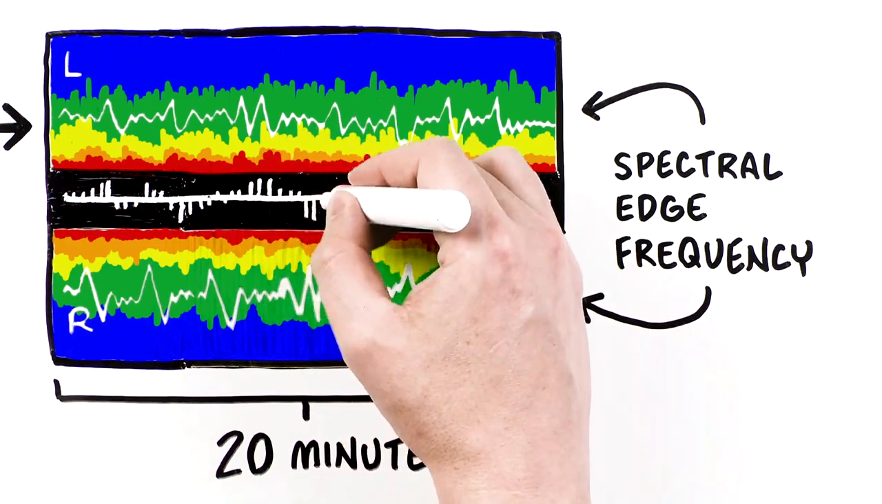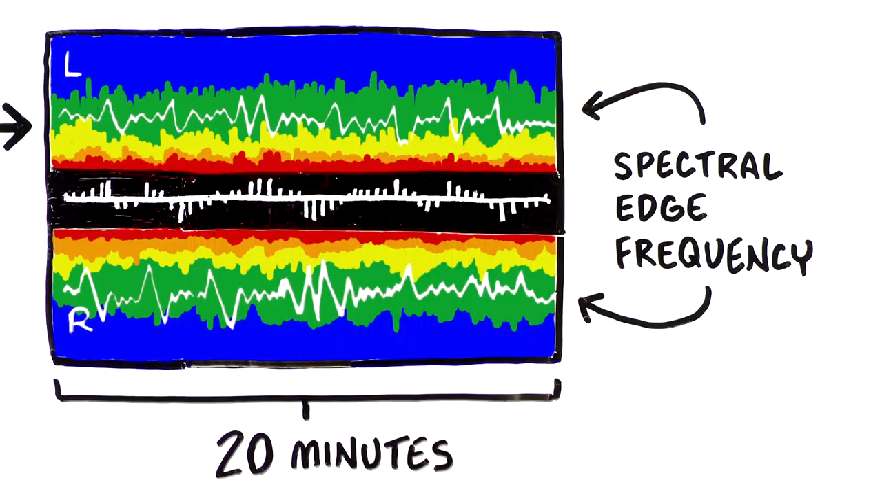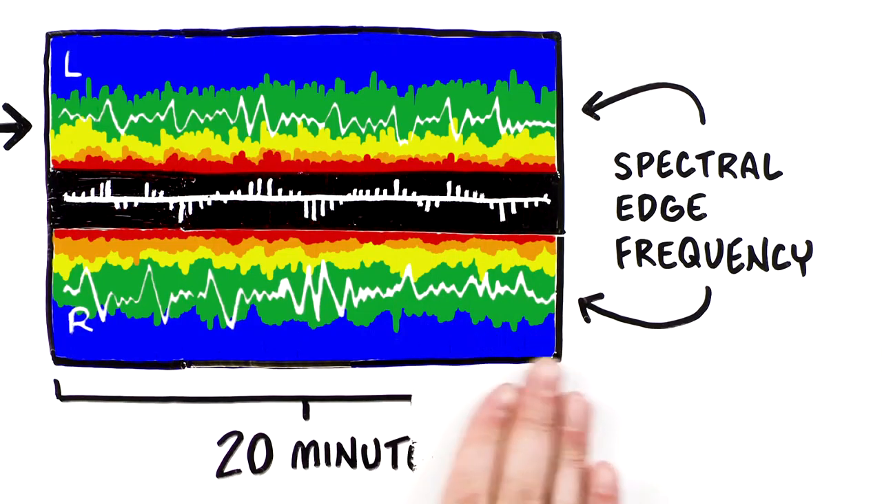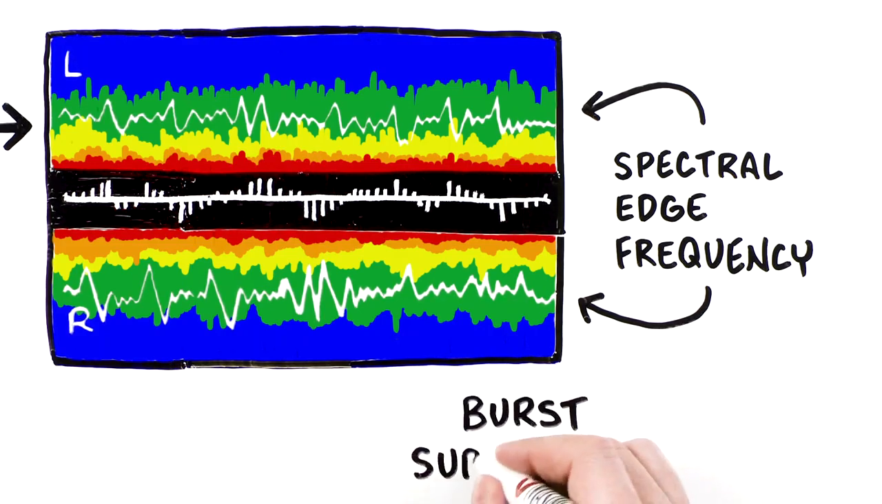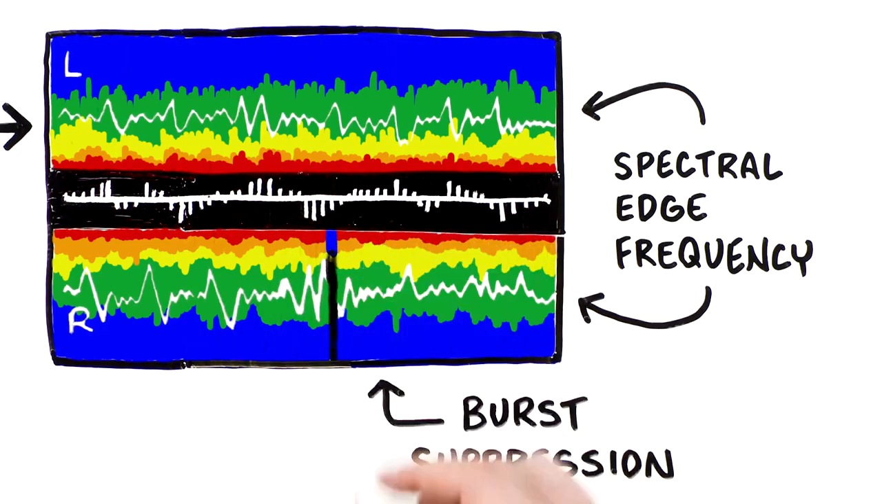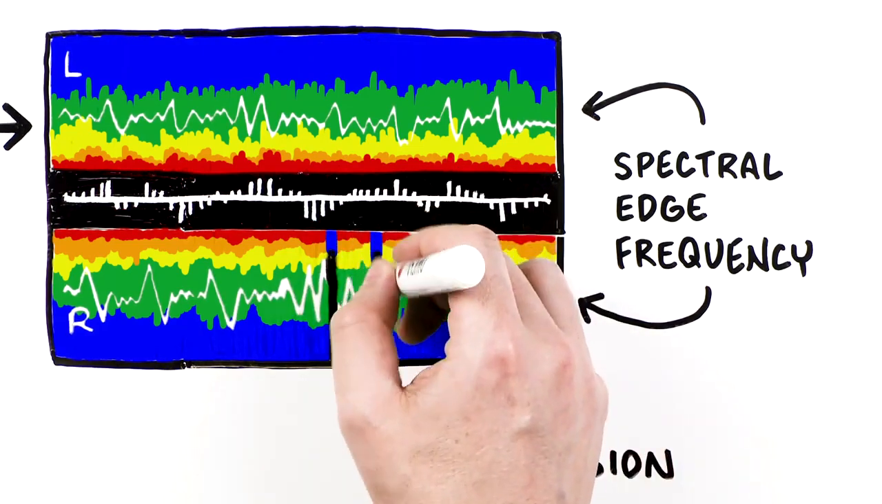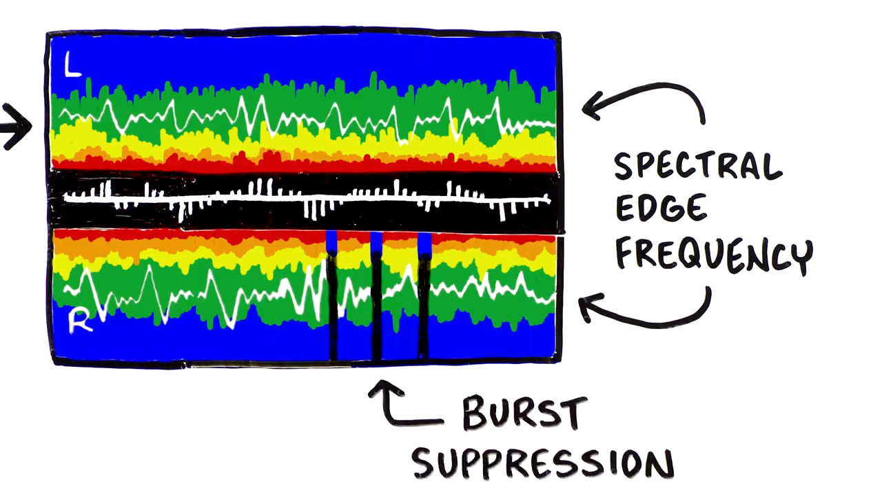Looking at the DSA, it is easy to determine whether the left side of the brain has similar frequency and power to the right side, and where the spectral edge frequency is and has been. It is also easy to check whether there is burst suppression in the DSA, because SedLine places a black vertical bar with a blue tick on the DSA whenever burst suppression is detected in the EEG.